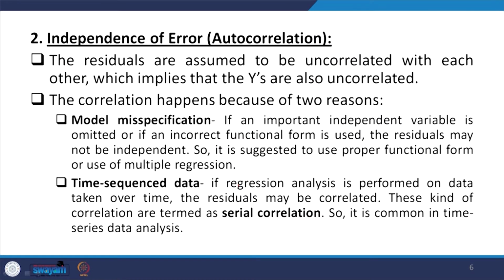Coming to another backdrop of understanding linear regression and its applications, we are now going by another assumption called independence of error, also referred to as autocorrelation. Let us clarify autocorrelation: the error functions are assumed to be uncorrelated with each other, like the error function of period t and t minus 1 should not be correlated, which implies that the u i are also uncorrelated.